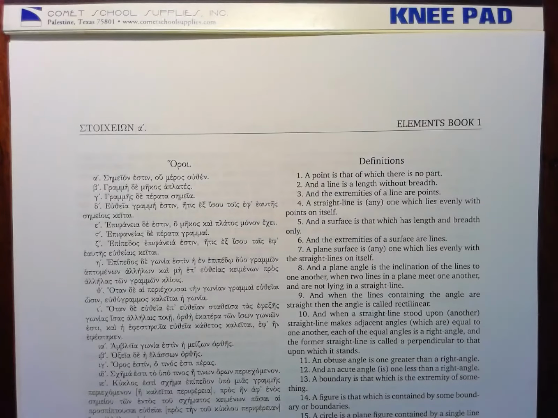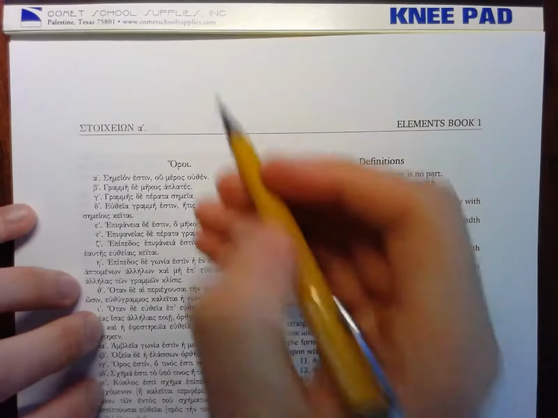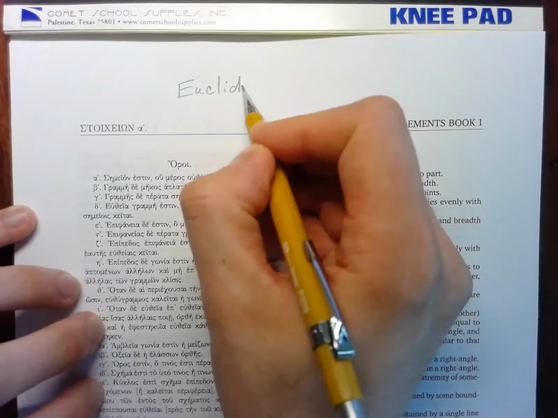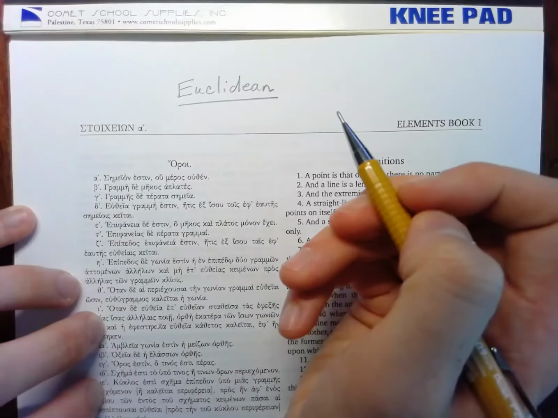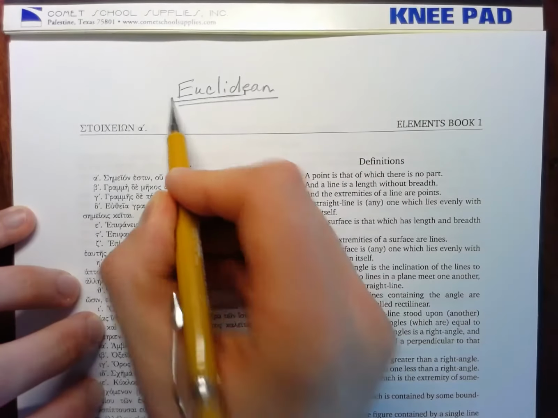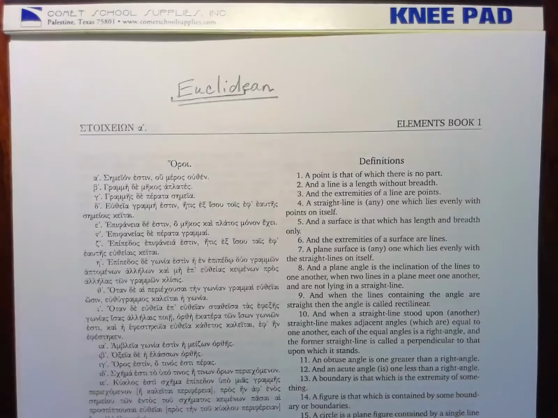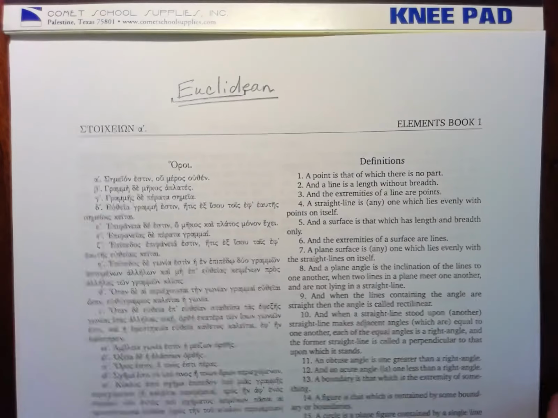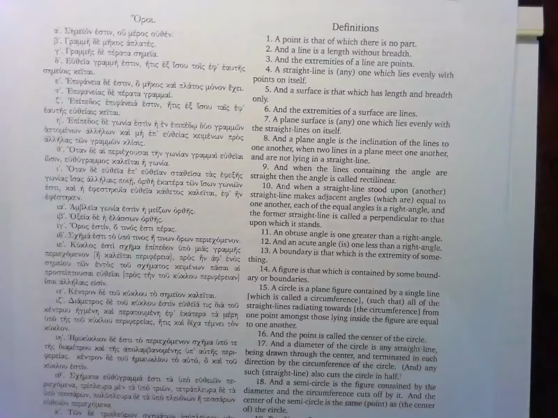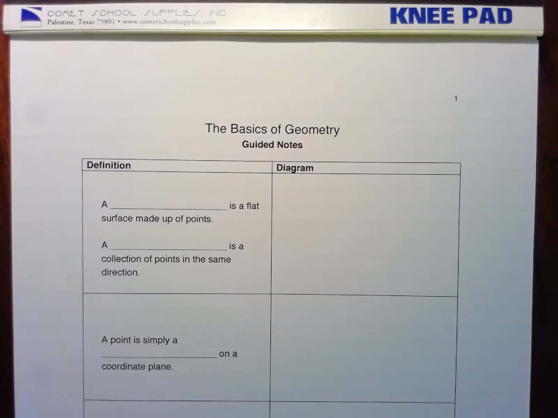And so a lot of times when we're talking about geometry, we talk about Euclidean geometry, because Euclid wrote this first book that really lays out the rules for geometry. And so there are 23 of them in the first book, 23 definitions, and we're going to go through these in modern terms. And I have guided notes here for you, and they're on the website, so please be sure that you print them out. It'll make it easier for you.